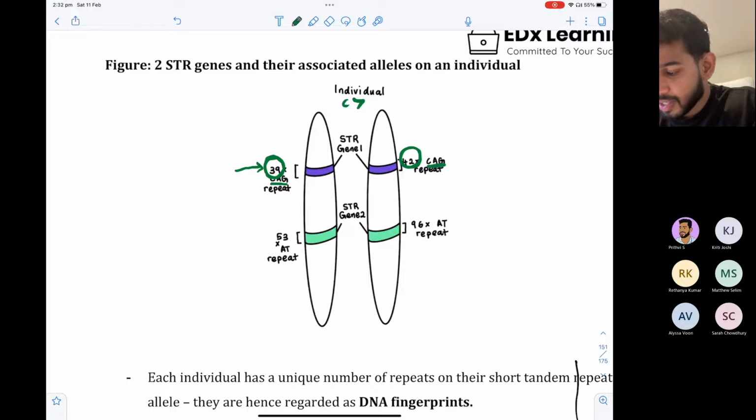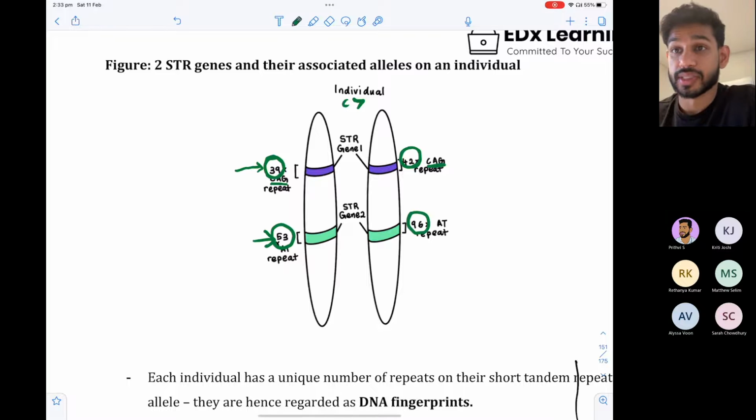Okay, and then down here, there might be another short tandem repeat gene, and there'll be 2 alleles for it. Genes have alleles, and they may have 53 and then 96 on the second homologous chromosome. Is everyone with me so far? So far you should understand what a short tandem repeat is in terms of its location, how many alleles a person has for each short tandem repeat, and the fact that they're unique.